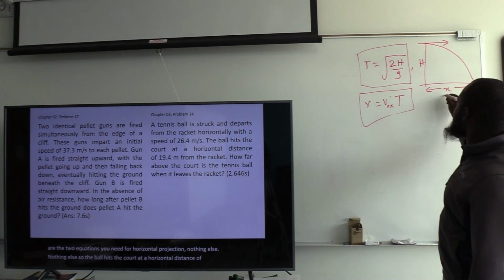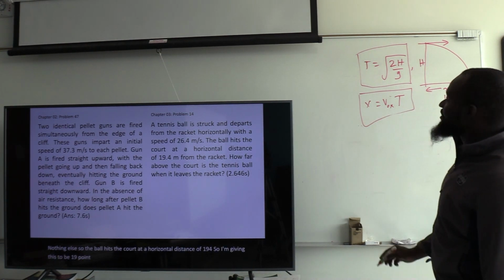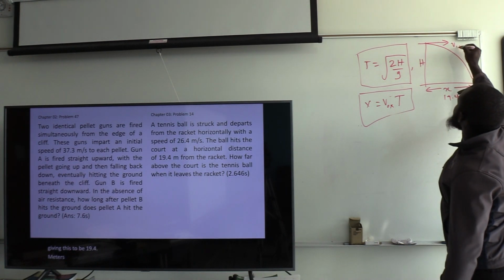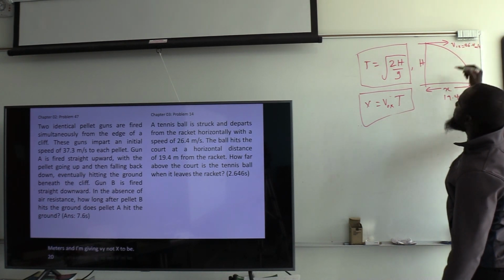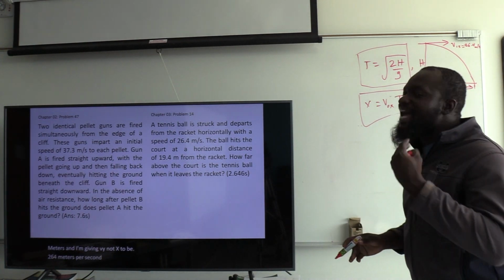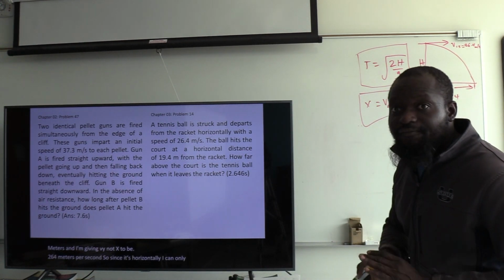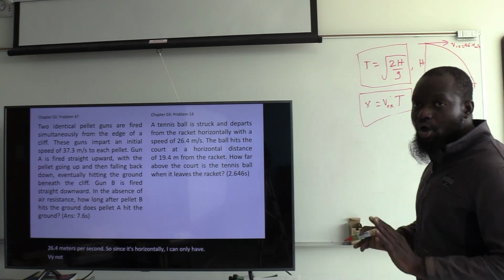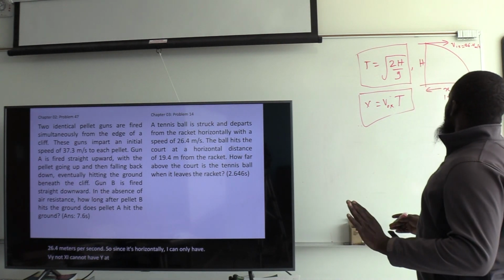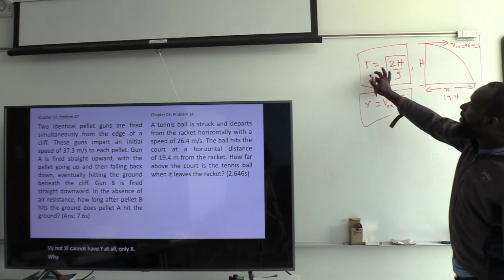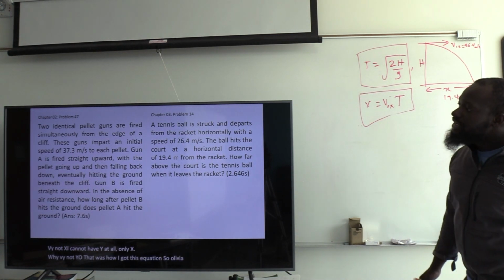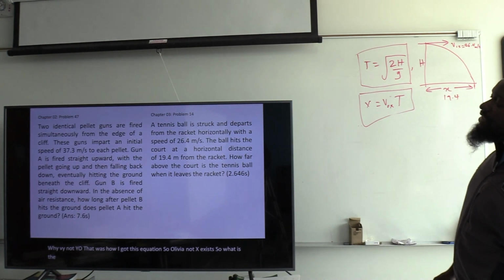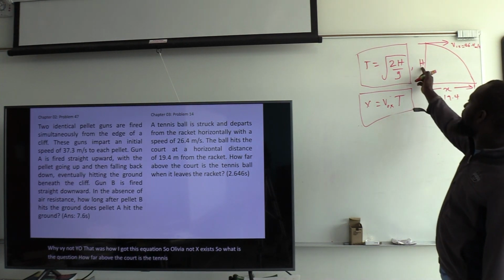So the ball hits the court at a horizontal distance of 19.4 meters, and I'm given v naught x to be 26.4 meters per second. Since it's horizontal, I can only have v naught x. I cannot have y at all. Only x. v naught y is 0. That was how I got this equation. So only v naught x exists. So what is the question? How far above the court is the tennis ball when it leaves the racket? So I'm looking for h.